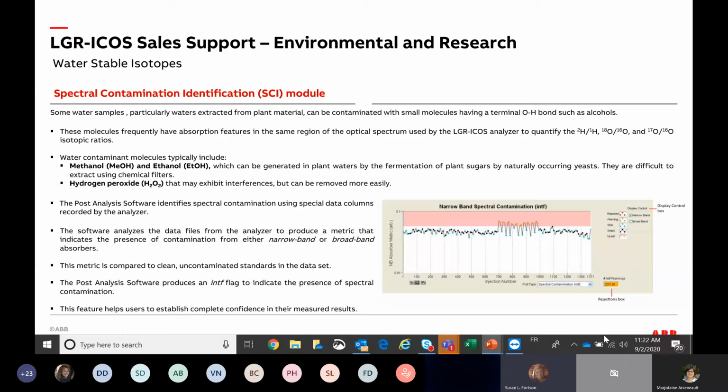The post-processor analyzes the data files to produce a metric that indicates the presence of contamination from either narrowband or broadband absorbers, which I'll discuss in a moment. This metric is compared to clean, uncontaminated standards within the data set. If there is a contaminated sample, as you'll see on the picture on the right, the ones highlighted in orange, the software will produce an interference flag, also known as INTF, to indicate the presence of the spectral contamination. This feature helps users to establish complete confidence in their measured results.